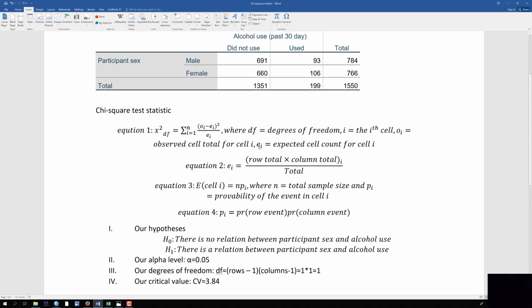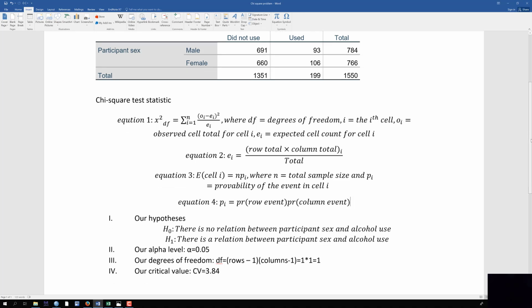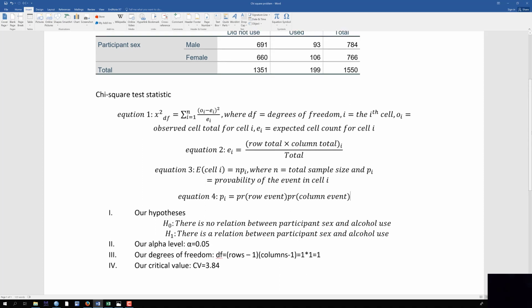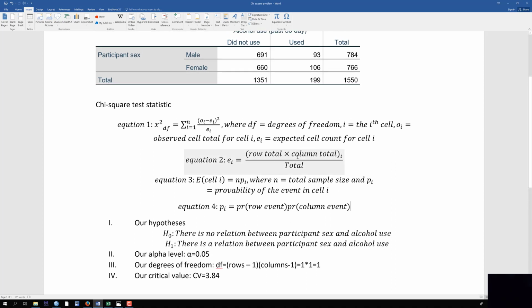Okay, so we need to calculate the expected value. We have the observed value. The expectation is the same as the mean. Here, our calculation, the one that you might see in your textbook, is just the row total times the column total divided by the total. So when I say row total, you take the intersection of the 2 values. Like this cell is in the intersection of being a male and not using alcohol. So that's this cell value. So its row total is 784, and its column total is 1351, and the total is 1550.